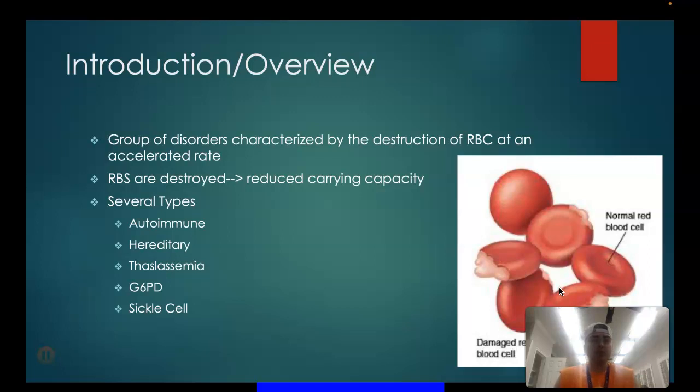In G6PD deficiency, glucose 6-phosphate dehydrogenase deficiency, the red blood cells are more susceptible to destruction due to exposure to certain foods, medications, or infections, and that pathway is hurt. And then the last, of course, and the most common, is sickle cell anemia. This is an inherited disorder in which the red blood cells have an abnormal crescent shape, which is why it's called sickle cell, and tend to become trapped in the blood vessels, leading to their destruction and causing various complications within the body.